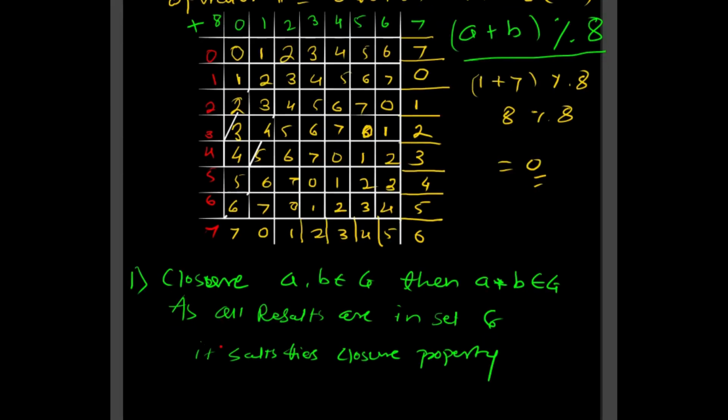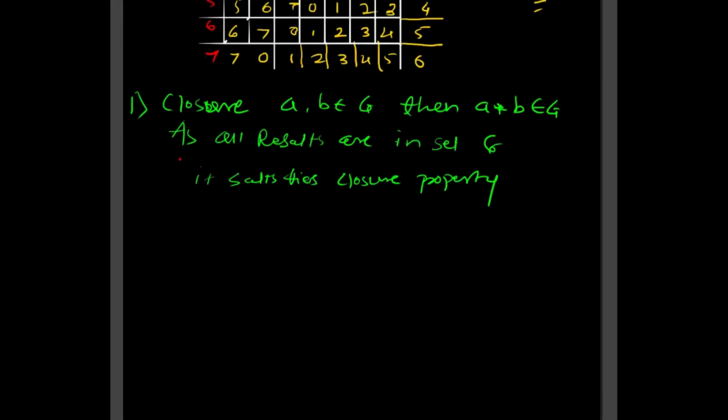The next property is associative. Second is associative. So what does associative say? If A, B, C belong to a set G, then (A star B) star C is equal to A star (B star C). So this is the associative property.